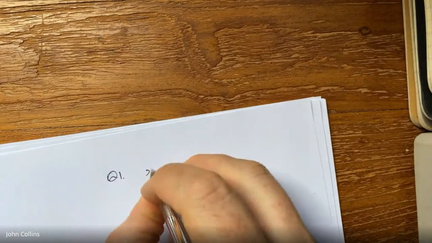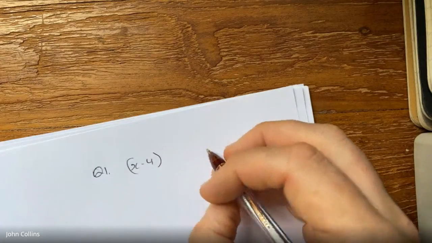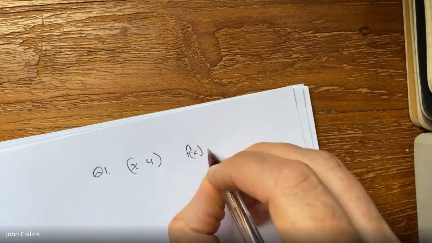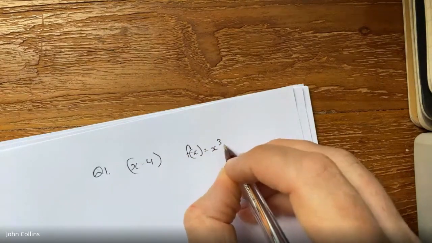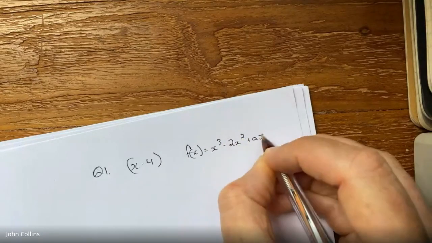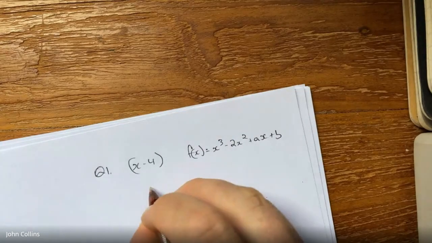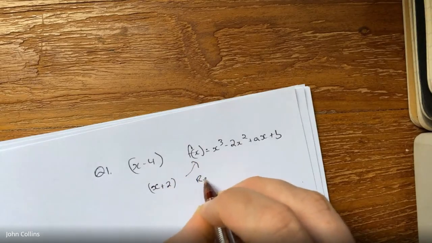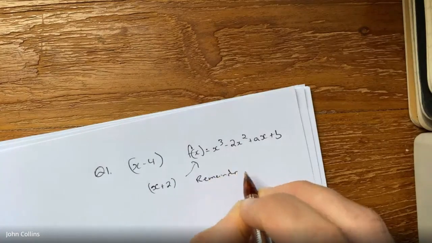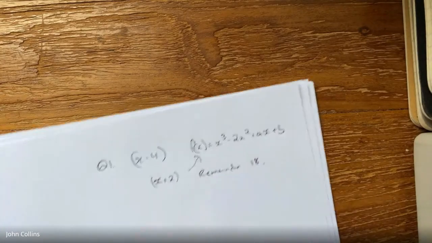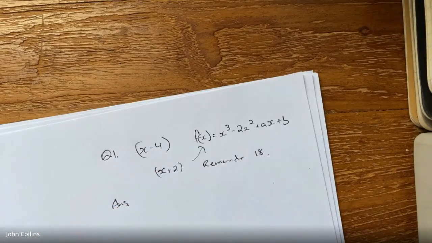Okay, so question 1 was saying, given that x minus 4 is a factor of this function, and that the division of the function by x plus 2 leaves a remainder of 18, find the value of a and b. So we also know that x plus 2, when it divides into this, leaves a remainder of 18. Okay, so let's get to the answer.